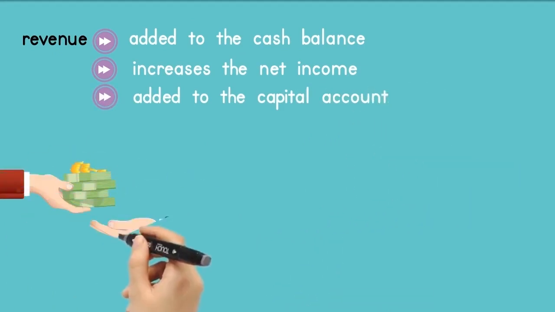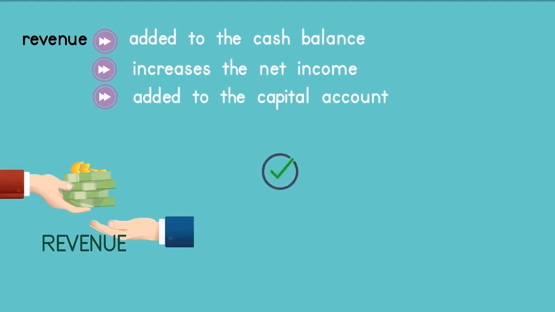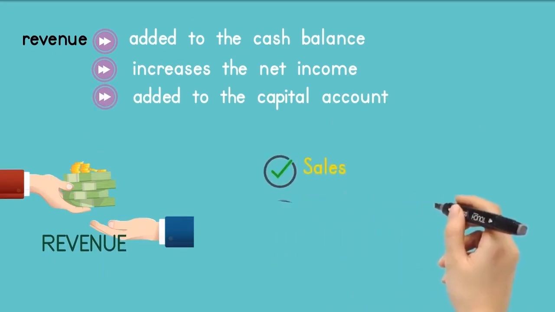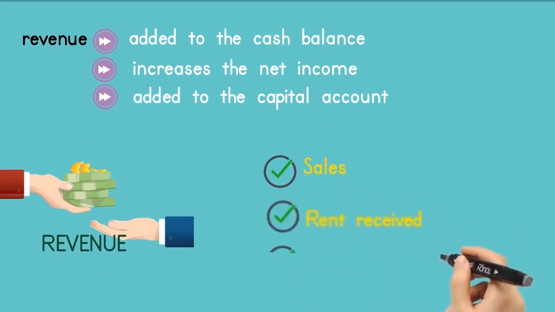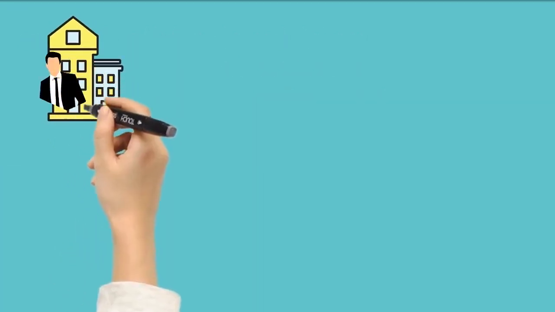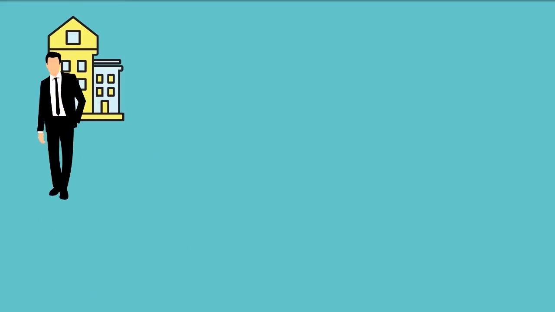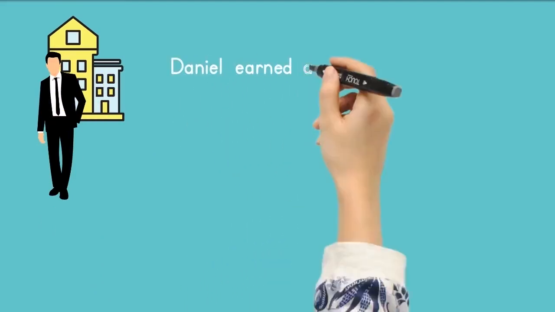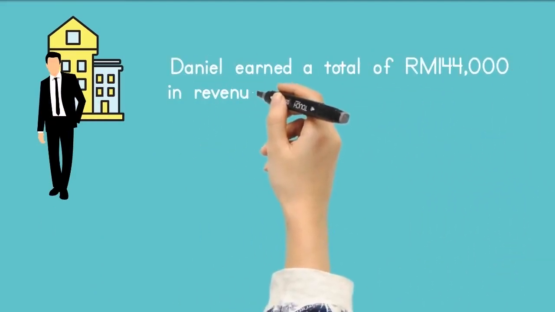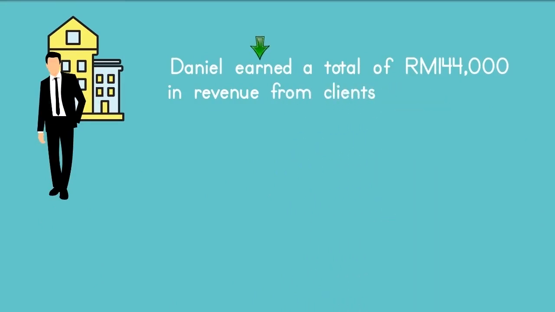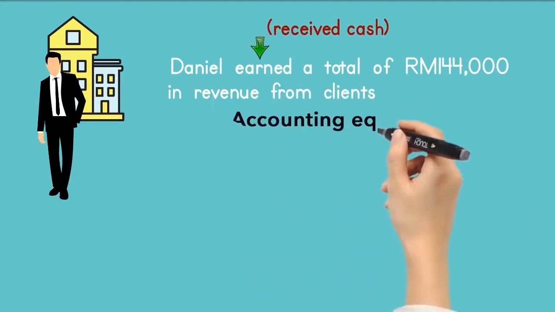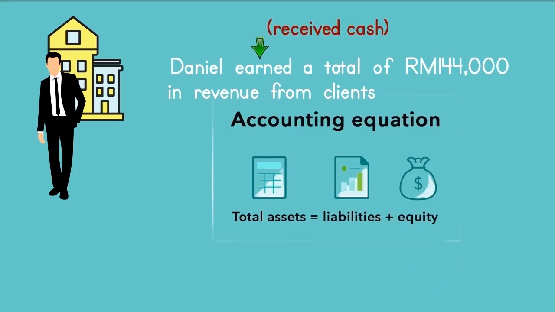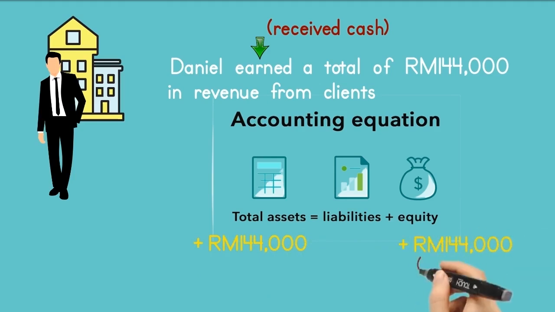A company receives revenue during the normal course of operations such as sales, rent received, commission received, etc. Let's continue with our case. Daniel's Consulting Services. During the month of December, Daniel earned a total of $144,000 in revenue from clients. The total effect of these transactions is revenues increased by $144,000, which results in a $144,000 increase in owner's equity.